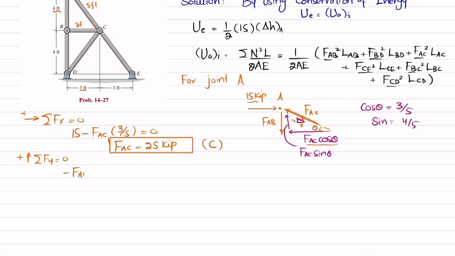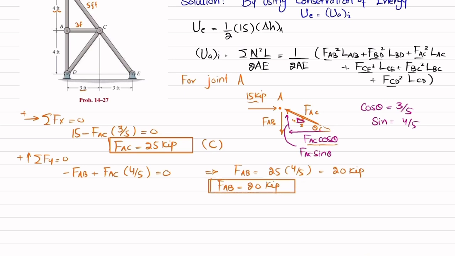So minus FAB plus the vertical component, which is FAC sine of theta, and sine of theta is 4 over 5, is equal to 0. So I will get FAB is equal to FAC, which is 25, into 4 over 5. And when you calculate, it will give you 20 kip. So I will write FAB is equal to 20 kip.